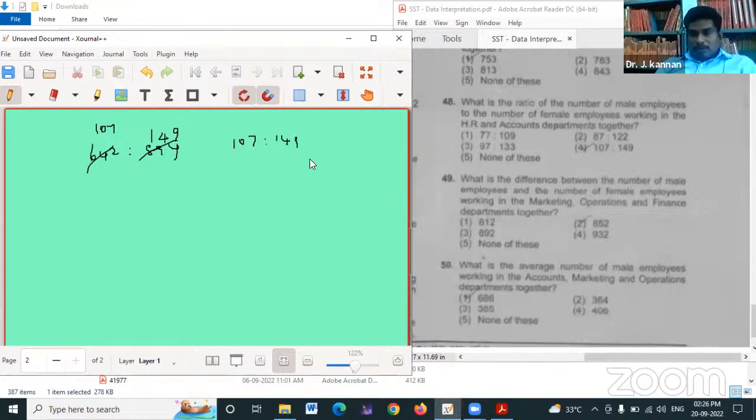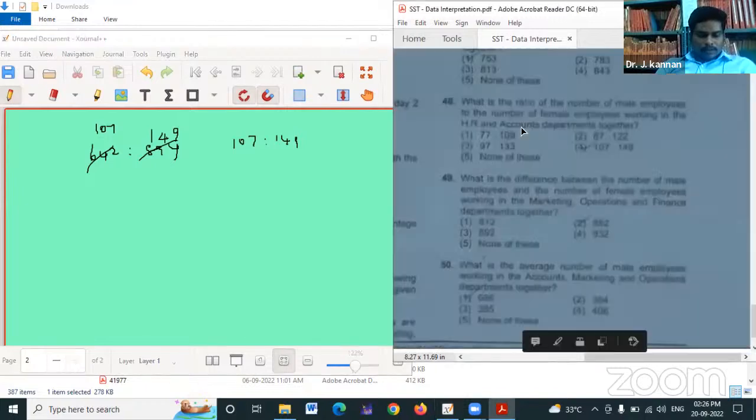So question number 48, the answer is 107 to 149. The question is the ratio of the number of male employees to the number of female employees working in two departments, the HR department and the accounts department. So two departments.